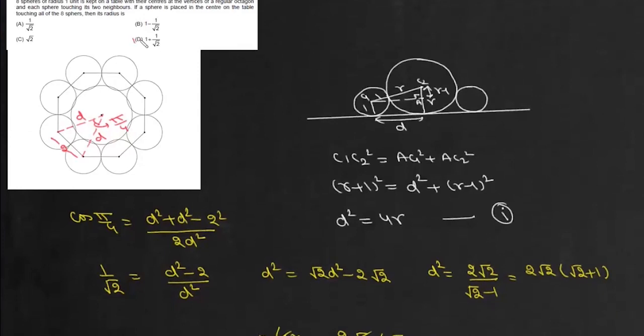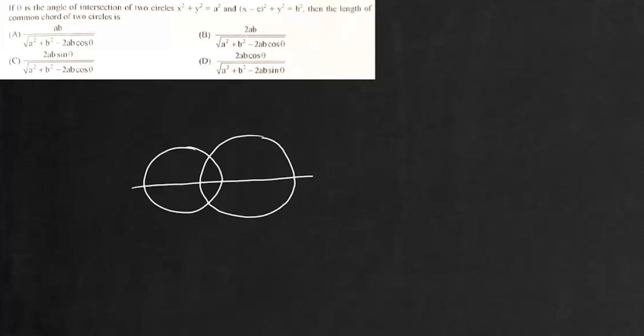And that's your option D. Now here the question is, if theta is the angle of intersection of two circles, then the length of the common chord of the two circles is which of the following? Now here this question is a little incorrect. This theta is not the angle of intersection of two circles.